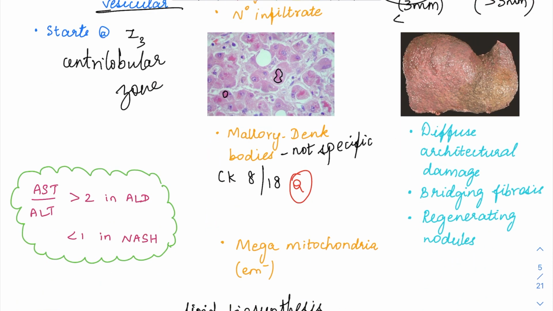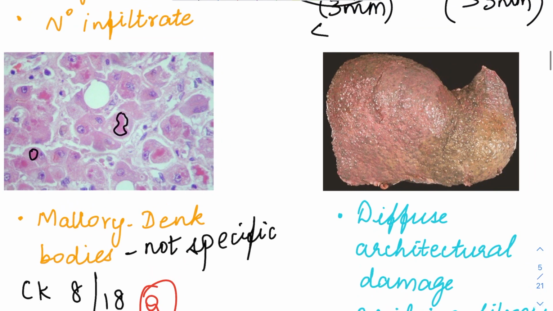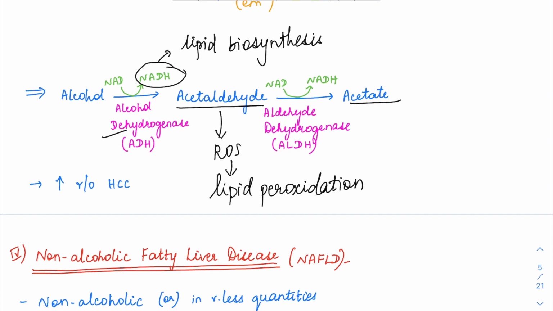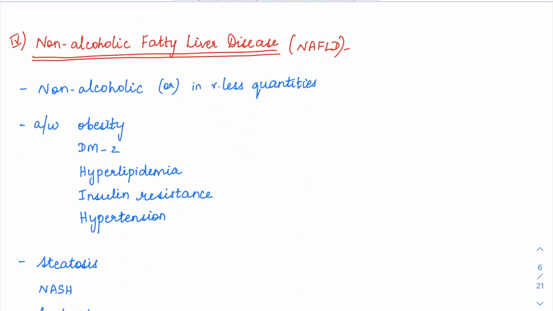So cirrhotic liver, if you see, this is the classical image of a cirrhotic liver, be it any other cause also. So you see multiple studded nodules on this, and it's a diffuse process involving the entire liver. And being a cirrhotic cause, alcoholic liver disease has an increased risk of hepatocellular carcinoma. Then we'll move on to the next disease, which is non-alcoholic fatty liver disease.